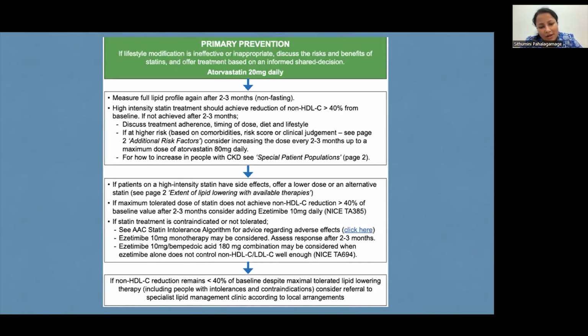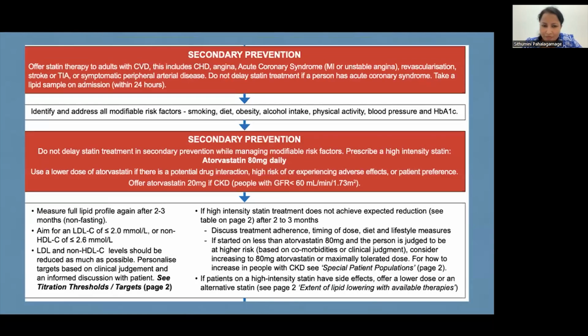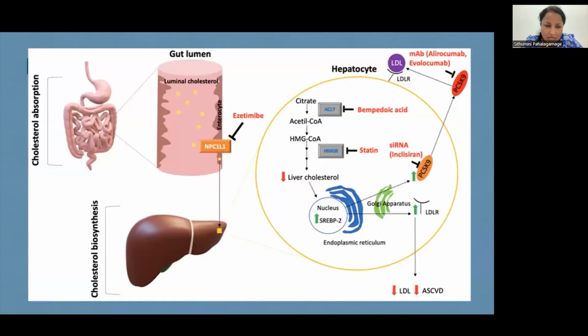Or there are newer drugs which are really not available to us freely. But ezetimibe is available. We can think about ezetimibe monotherapy, or we can think about an alternative statin or something like that. Right. So moving on to secondary prevention. Before going into that, I want to briefly touch upon this.